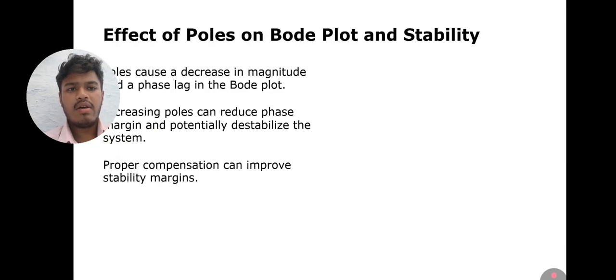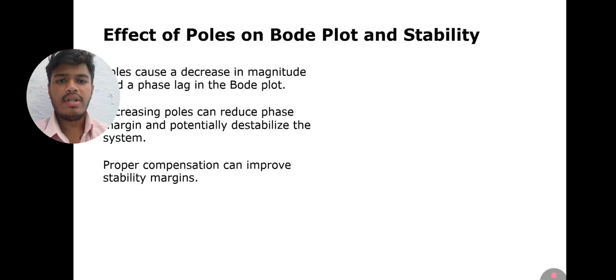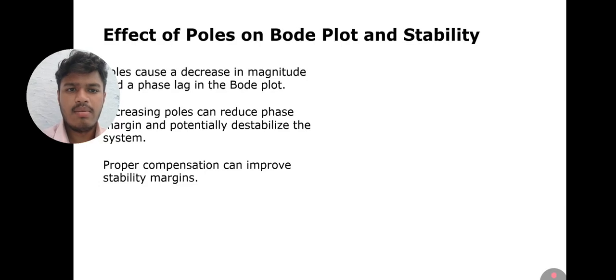Effects of poles on Bode plot and stability. Poles cause a decrease in magnitude and phase lag in Bode plot. Increasing poles can reduce phase margin and potentially destabilize the system. Proper compensation can improve stability margins.